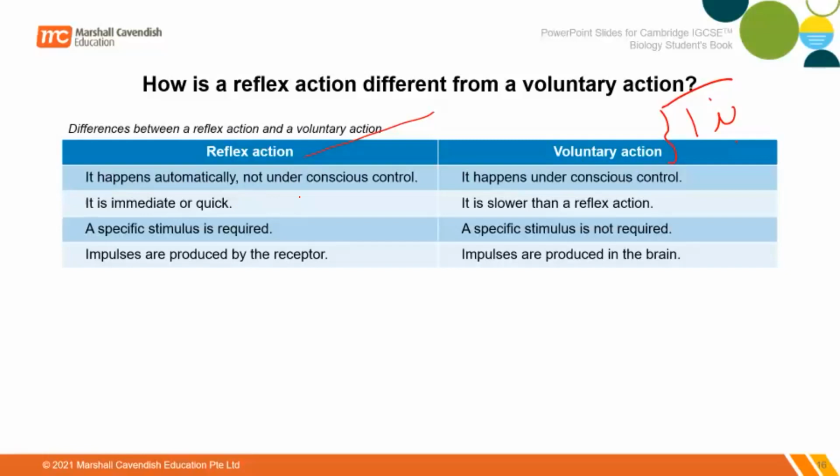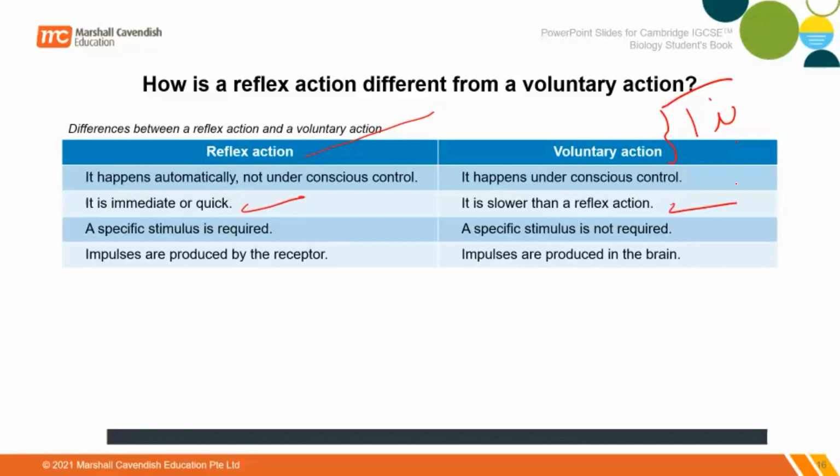This is quick action, but this one a bit slower. Specific stimulus is required, but here specific stimulus is not required.